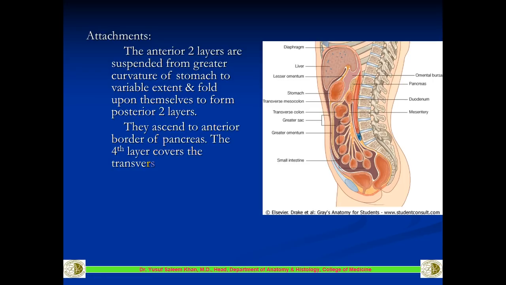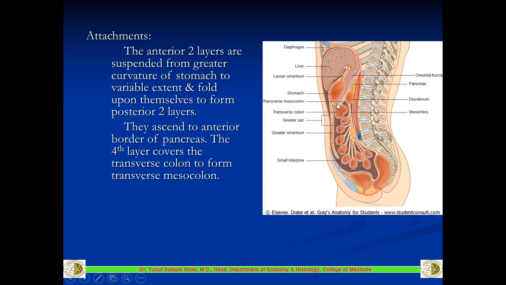And they go back above and they go up to the anterior border of the pancreas. So here is the pancreas, which is a retroperitoneal organ, because only partly the peritoneum will be covering this organ. So these 2 layers will go up to the anterior border, and the third layer will go above on the anterior surface of the pancreas, and the fourth layer will descend downwards, and then it covers the transverse colon, and this will be called the transverse mesocolon. So it will be covering the transverse colon and forming the transverse mesocolon.